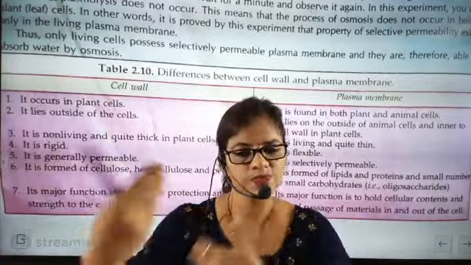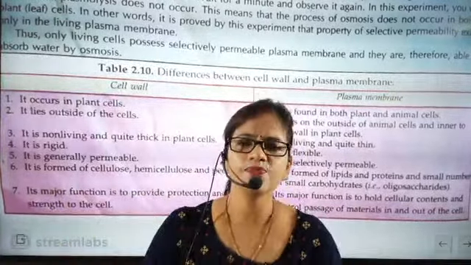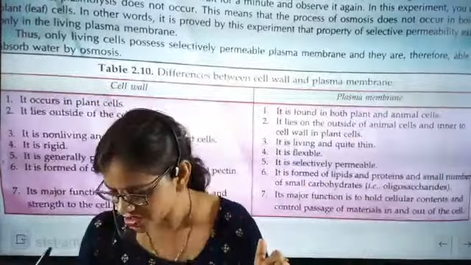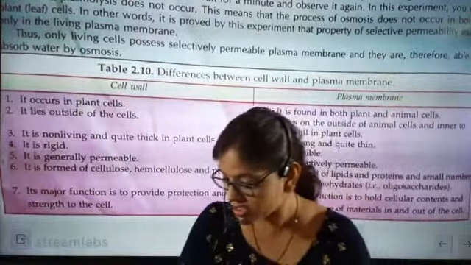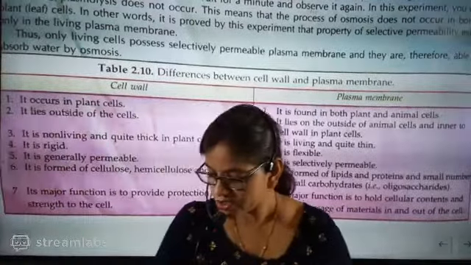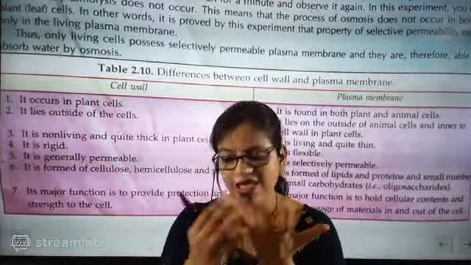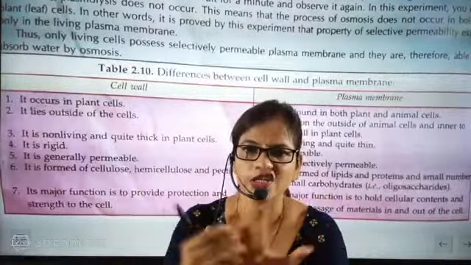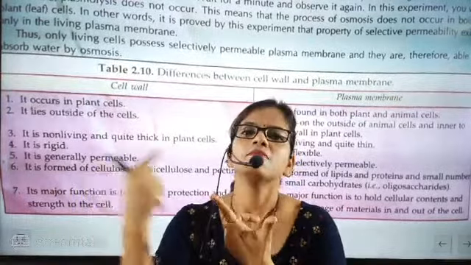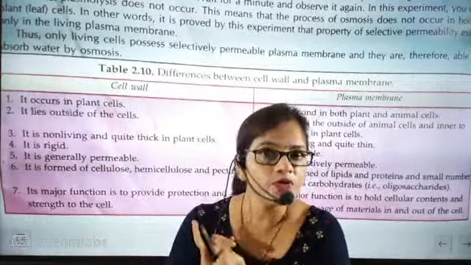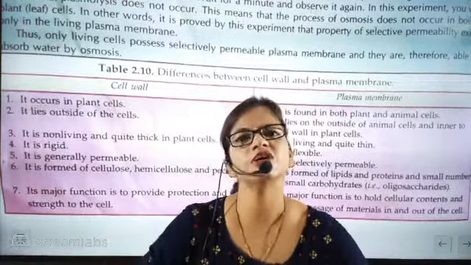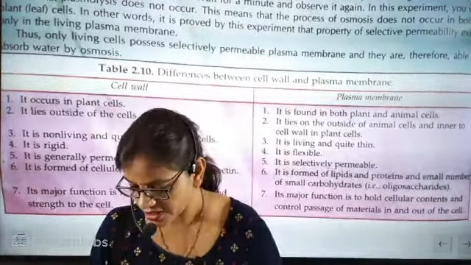Just key points are very important, beta. Just remember the key points, and play with these key points. Rigid, non-living, freely permeable, secreted by the cell, made up of cellulose, very rigid. If lignins are added, it will become much tougher. Okay, so like this, beta.